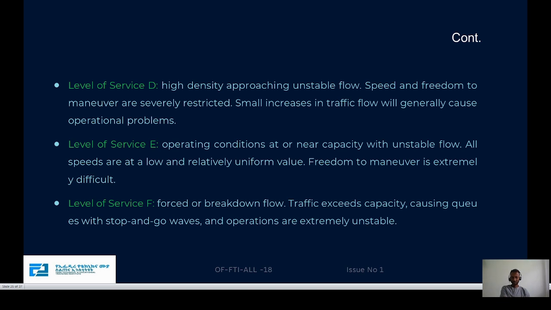Level F is forced and breakdown flow. The traffic is exceeding the capacity of the road. The road is almost stop and go, and it is very congested.